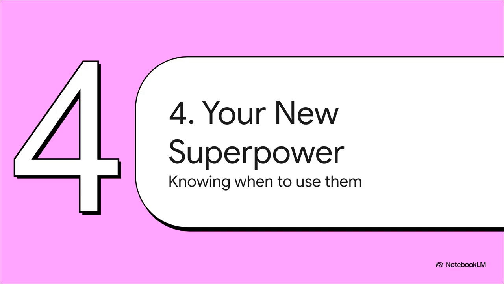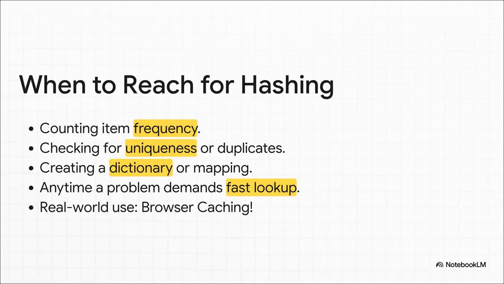So you've seen the power, you've seen the speed. Now let's talk about how to make this your superpower. It all comes down to knowing exactly when to pull these tools out of your toolkit. So when should you be thinking about hashing? Just listen for these keywords. If a problem asks you to count the frequency of items, think hash map. If you're checking for uniqueness or finding duplicates, HashSet is your best friend. If you need to build a dictionary or some kind of mapping, that's a hash map. But honestly, the biggest signal is this. Anytime a problem screams, I need fast lookups, hashing should be the first thing that pops into your head.